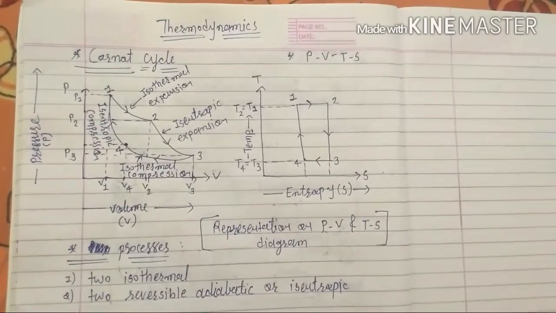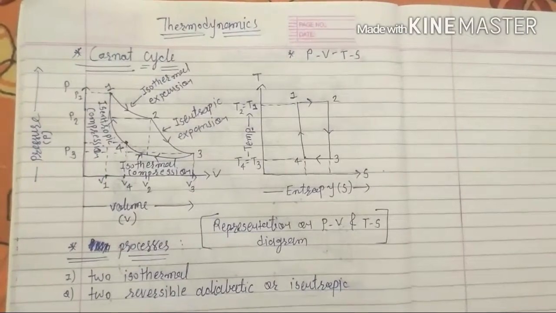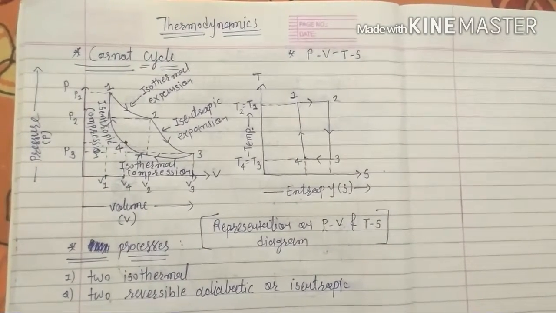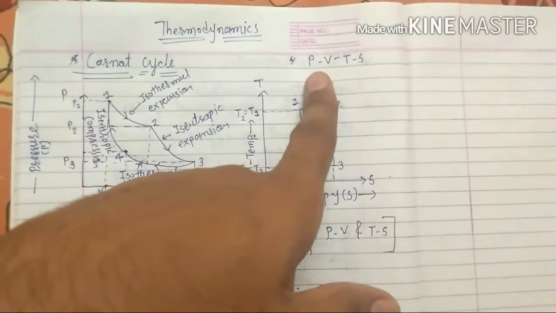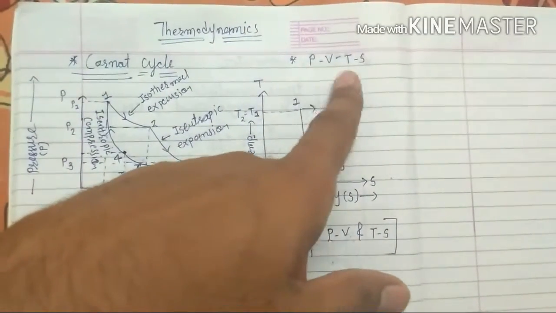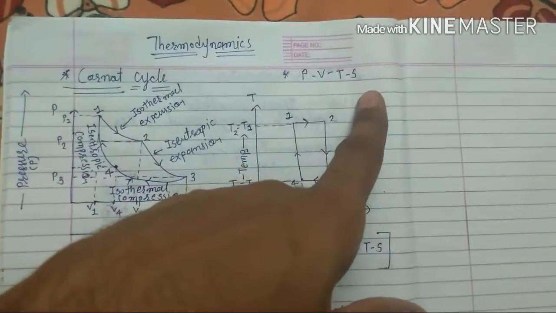Before explaining the Carnot cycle, I want to tell you that if you want to learn about cycles like Carnot, Otto and diesel cycles, you have to learn these four properties of the gas: pressure, volume, temperature, and entropy.